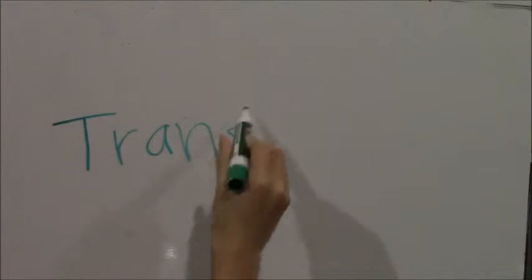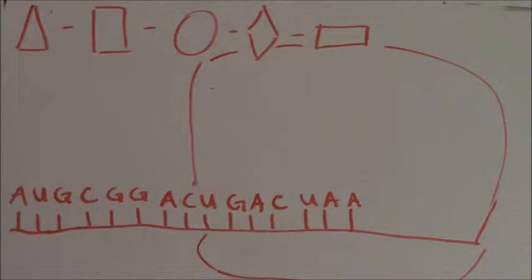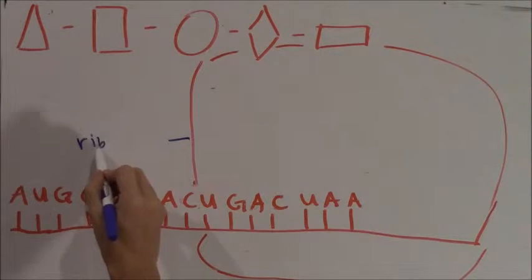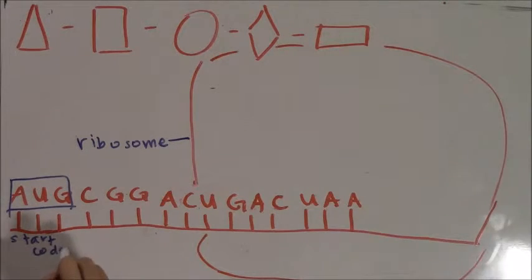The second part of protein synthesis is translation, the process of creating a protein by matching specific amino acids to the mRNA sequence. First, mRNA leaves the nucleus and goes to a ribosome, which is where translation occurs, and then the ribosome looks for the start codon AUG, which codes for met or methionine.